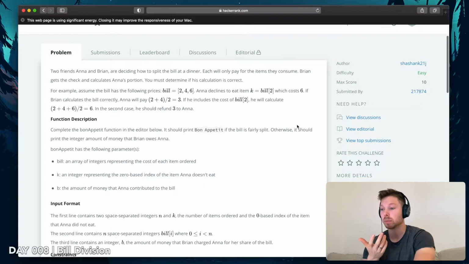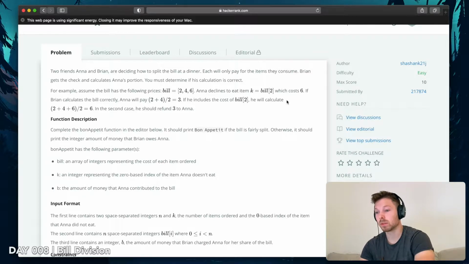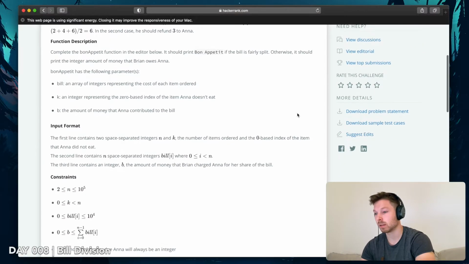For example, assume that the bill has the following prices: 2, 4, and 6. Anna declines to eat item K. Bill 2, 0, 1, 2. Okay, which costs 6. If Brian calculates the bill correctly, Anna will pay (2 + 4) divided by 2. If he includes the cost of bill 2, he will calculate that divided by 2. In the second case, he should refund 3 to Anna. Complete the bon appetit function in the editor below.